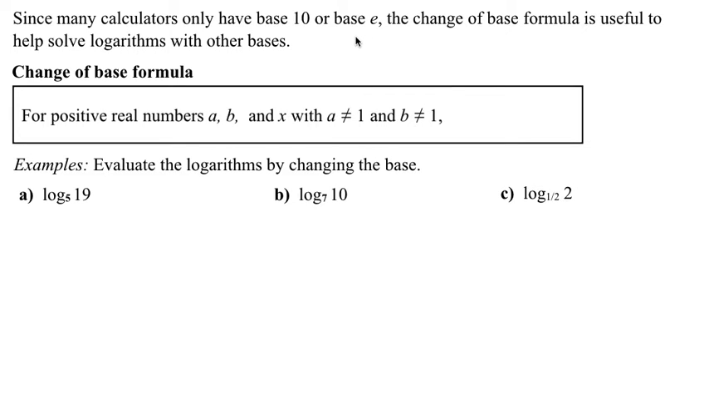And sometimes we have logarithms that are in some other base. So the change of base formula allows us to use either base 10 or base e, we get to choose, to go ahead and evaluate logarithms that are in a different base. So for positive real numbers a and b and x, and when a and b are not 1, we have this change of base formula. Make sure you write this down.